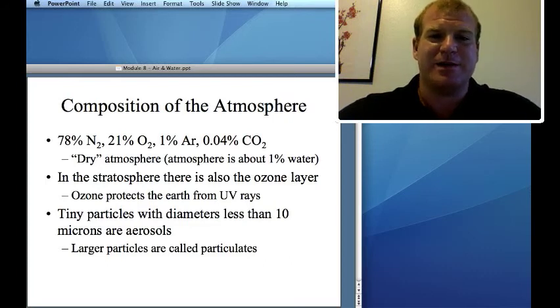Also, trace amounts of carbon dioxide. Carbon dioxide is relatively important because it's plant food. Also in the stratosphere is the ozone layer, and this helps to give the Earth a UV shield. There are also solids and liquids. Particles with less than 10 microns are called aerosols, and larger than those are called particulates. What are particulates and aerosols?